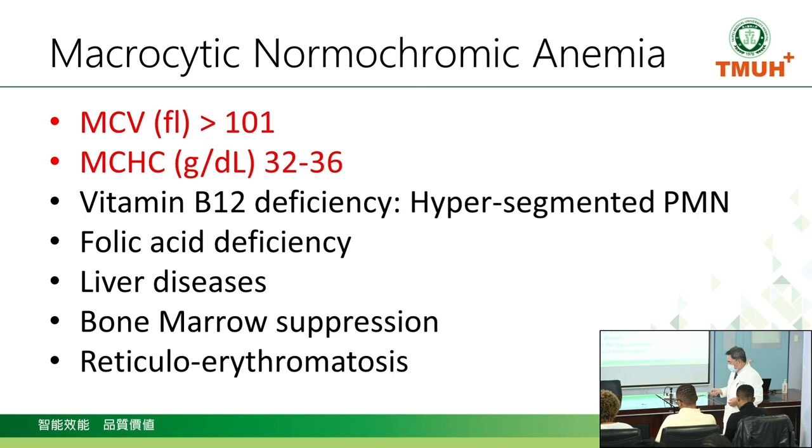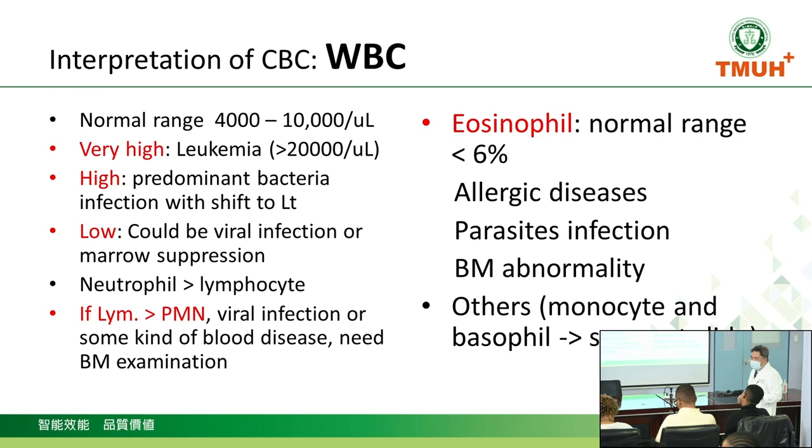Interpretation of CBC: WBC normal range is around 4,000 to 10,000 per microliter. Very much high, very high.